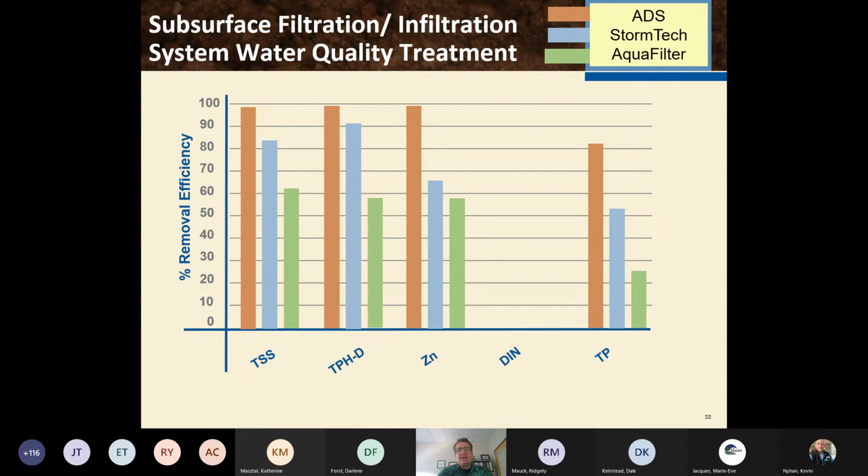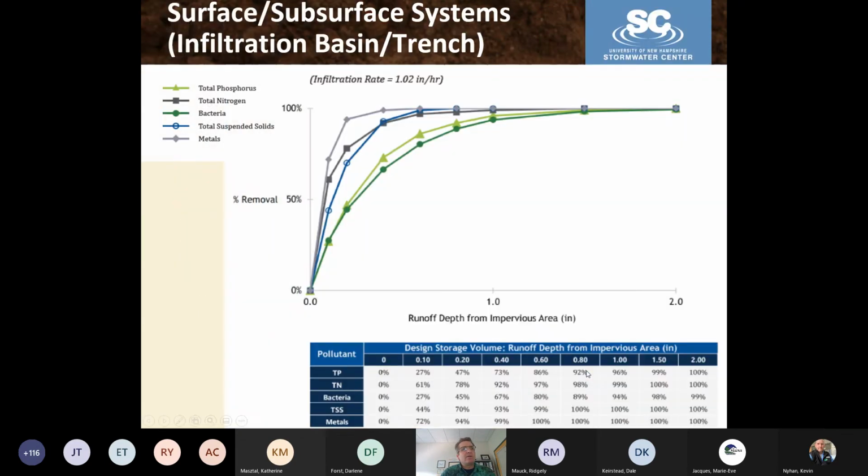And I said earlier on, hopefully, that it's pretty consistent for sediment and sediment-associated pollutants like hydrocarbons, metals, and phosphorus. But where it breaks down is chlorides and nitrate. So this is where we have to plan for the receiving water needs in our design.